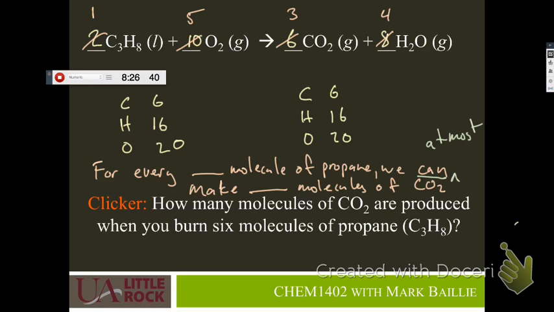What's another relationship? Matt. For every 1 propane, you need 5 O2s. Okay. And I might specify for every 1 molecule of propane, we need 5 molecules of oxygen. Or we could also say for every 1 mole of propane, we need 5 moles of oxygen.